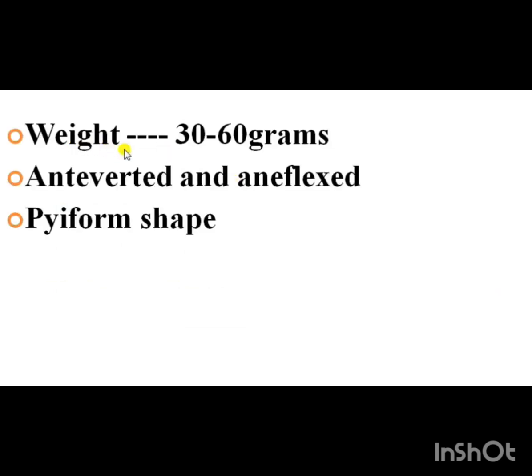So the normal weight of the uterus is 30 to 60 grams. And the normal position of the uterus is anteverted and anteflexed. And the normal shape of the uterus is piriform shape.